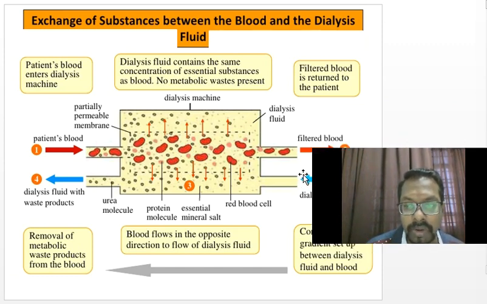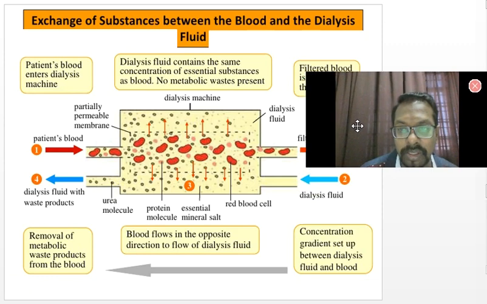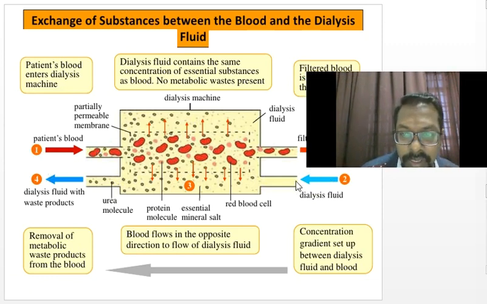When they go down here, the dialysis fluid will be coming here, going in here as well. So when they go in, what happens? Blood flows in the opposite direction of the flow of dialysis fluid. So blood comes here, the fluid goes here. When these two mix, what happens? Dialysis fluid with waste product. This dialysis fluid will take all the waste product in the patient's blood and bring it out of here.